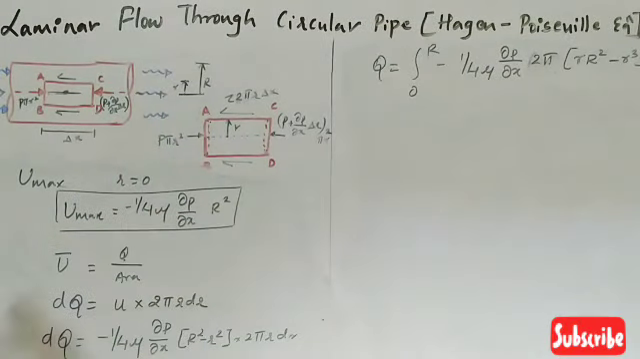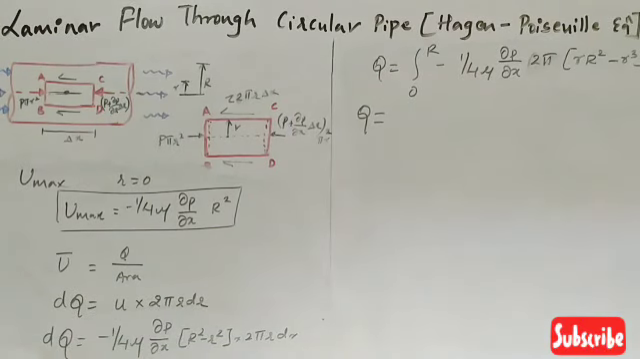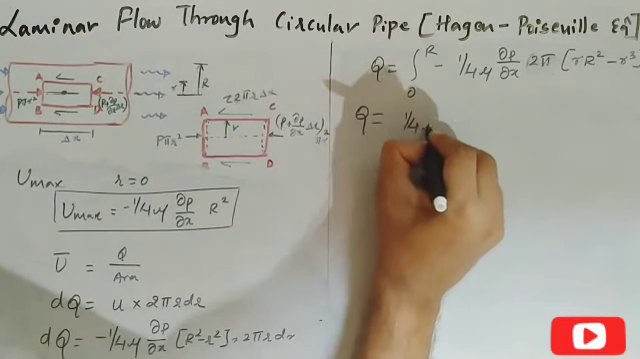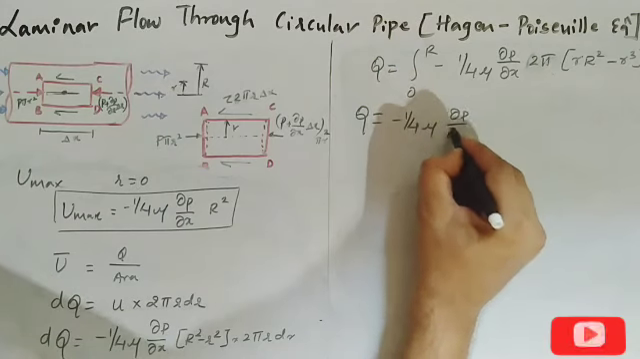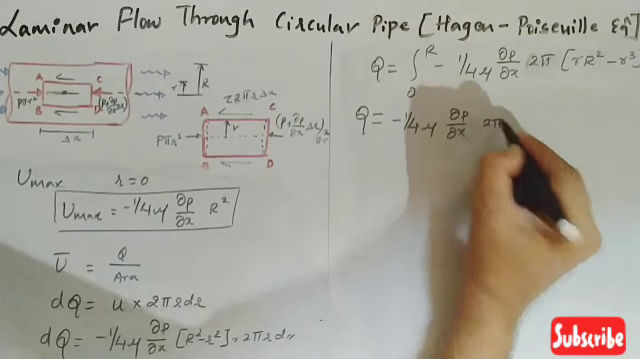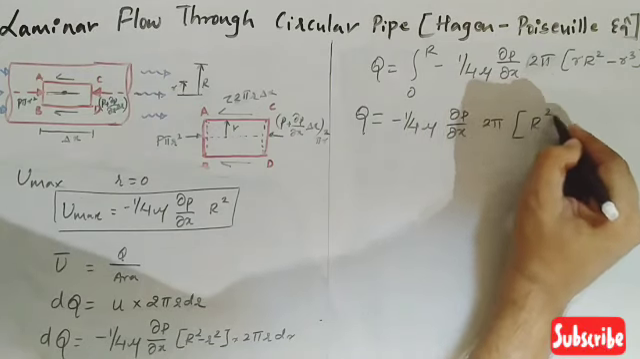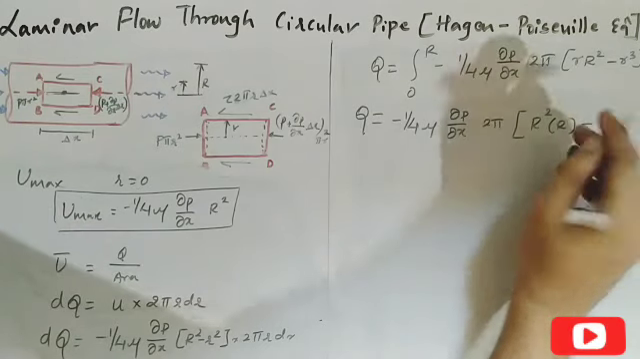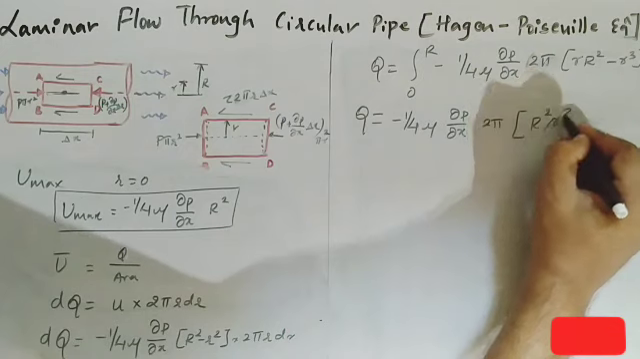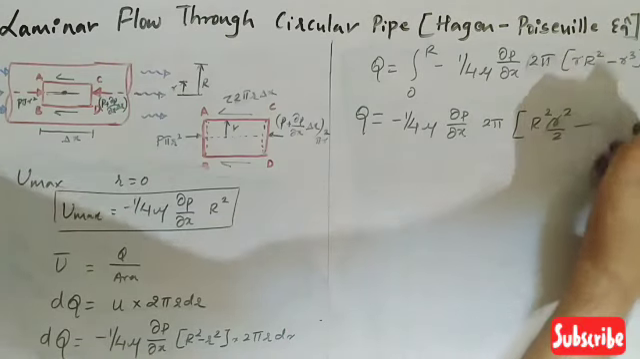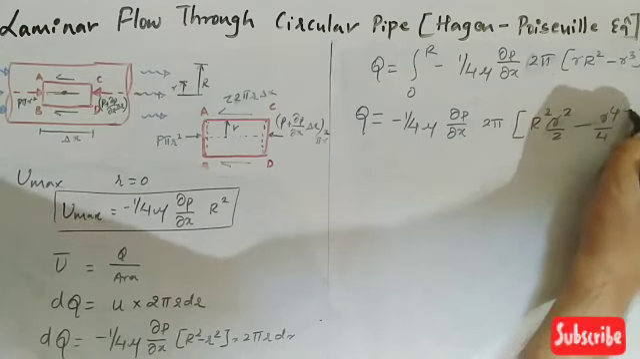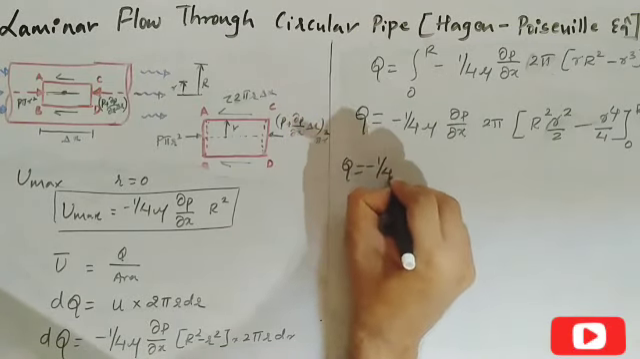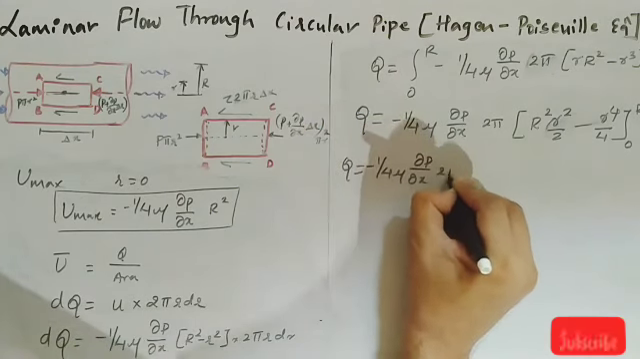If I integrate this, I get q equals minus 1 by 4 mu, dou p by dou x, 2 pi, then r square into r square by 2 minus, since the integration of r cube dr is r raised to 4 divided by 4, evaluated from 0 to r. Then q will be equals to minus 1 by 4 mu, dou p by dou x, 2 pi.